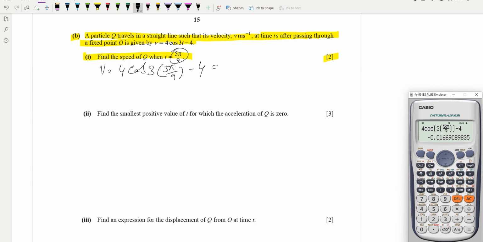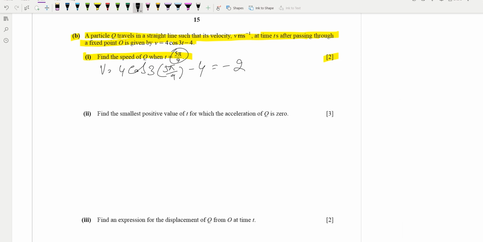Yes, we have to calculate in radian mode because this is 5 pi, so this will be -2. So you have to be careful that you need the calculator set in radian mode. So this will be equal to -2. So speed will be equal to, without direction, the minus sign shows the direction, so we will remove the direction, so 2 will be the speed, and this is done.